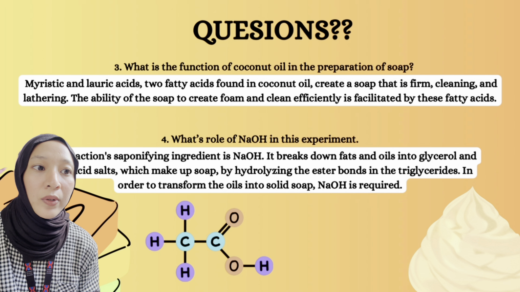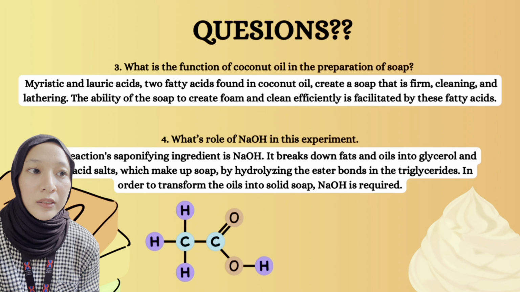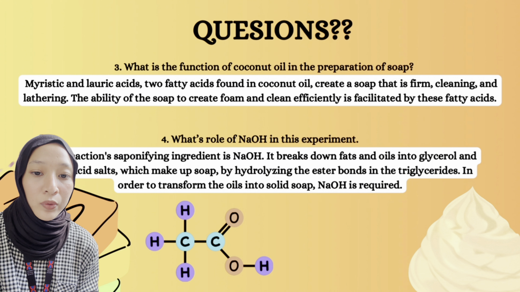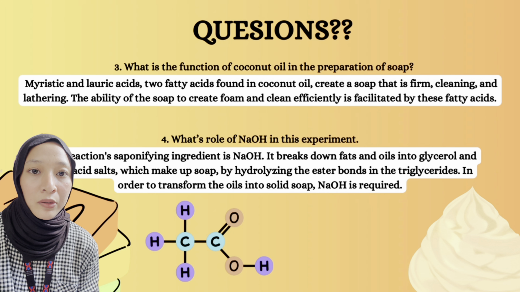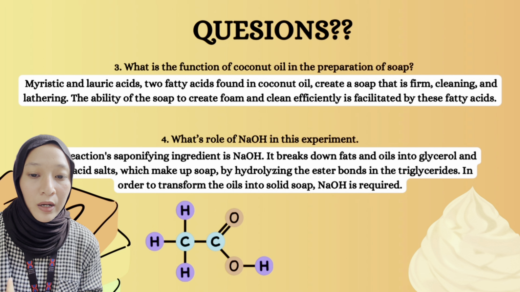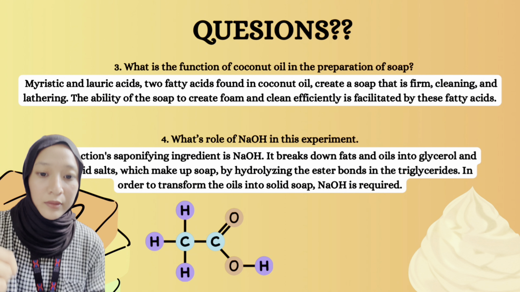And the last question is, what is the role of sodium hydroxide in this experiment? The saponifying ingredient is sodium hydroxide, which breaks down fats and oil into glycerol and fatty acid salt, which makes the soap by hydrolyzing the ester bonds in the triglyceride in order to transform the oil into solid soap, which means that sodium hydroxide is required.